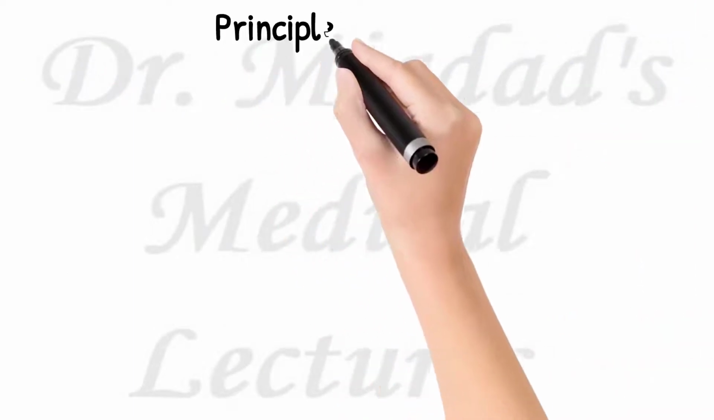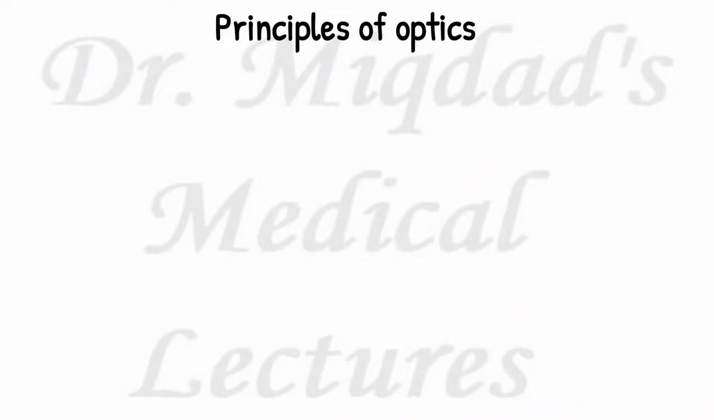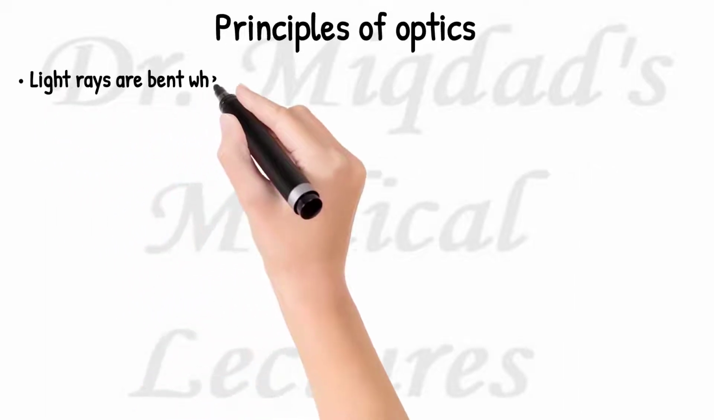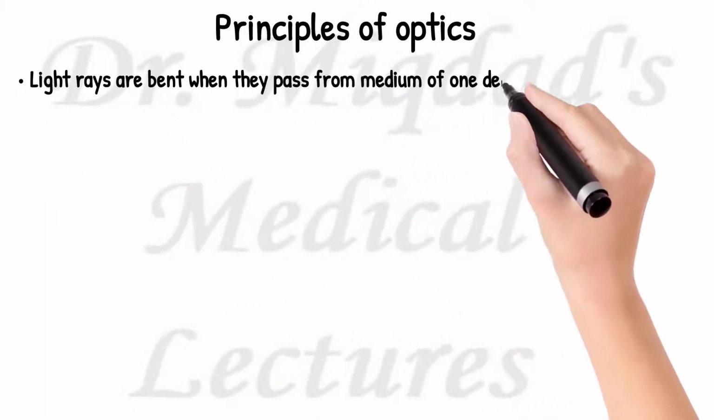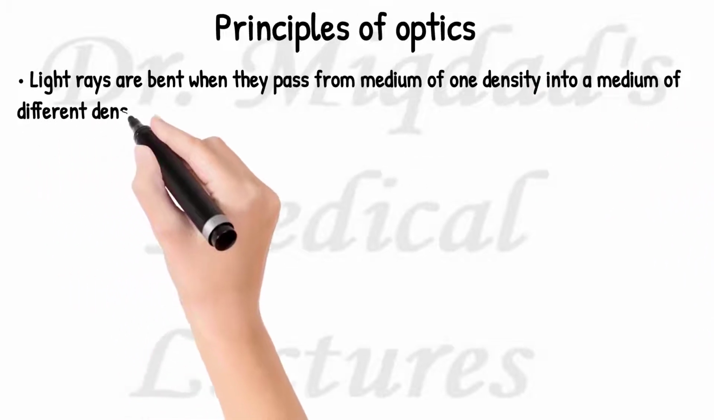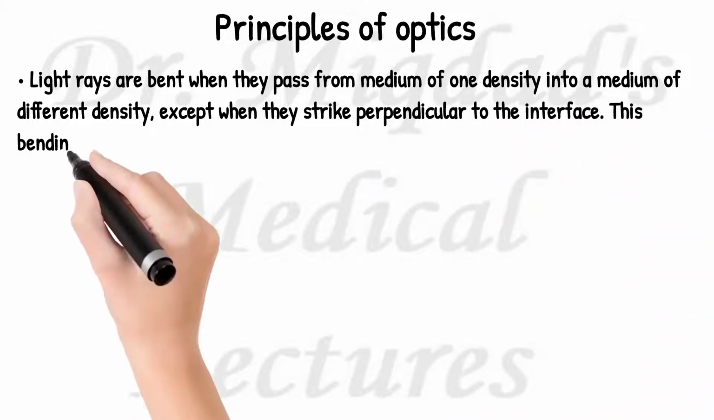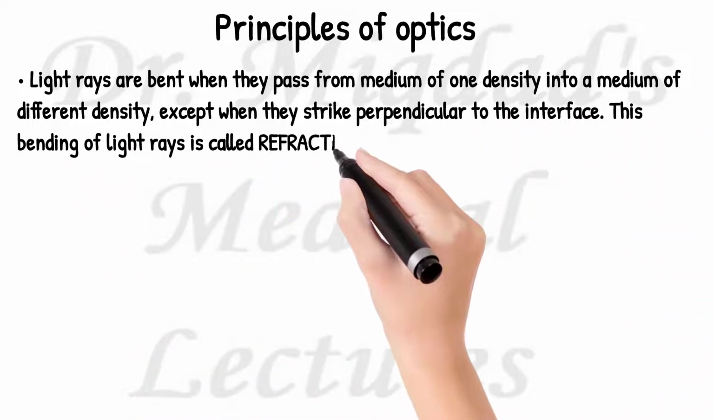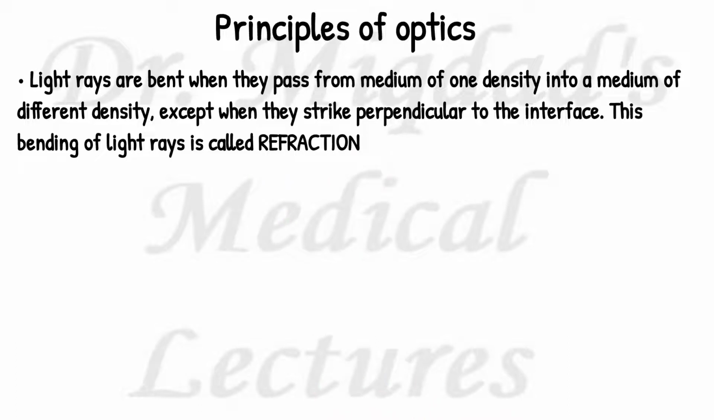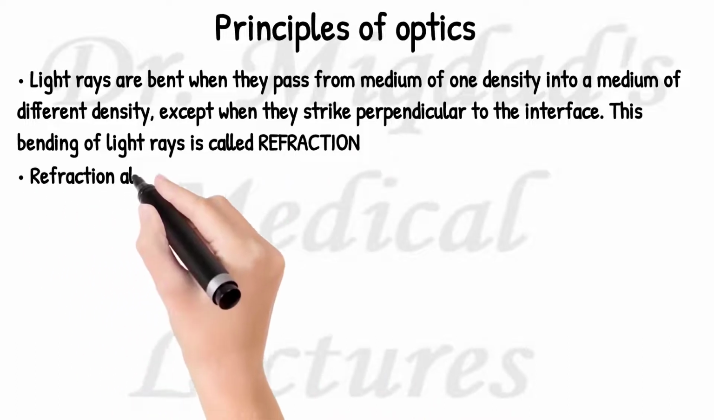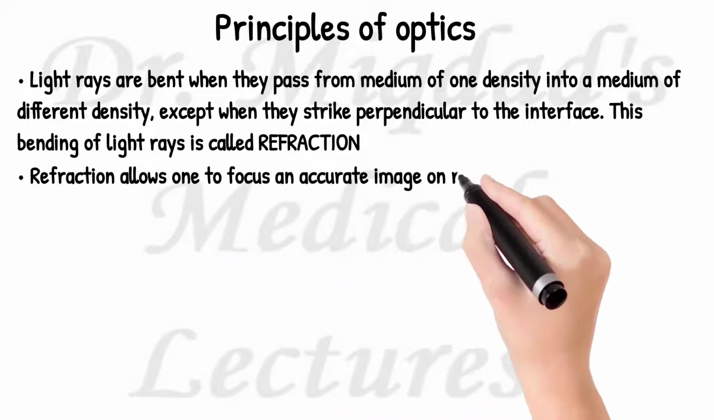To understand the image forming mechanisms of the eye, we must first understand the principles of optics. The most important principle one must understand is that light rays are bent when they pass from a medium of one density into a medium of a different density, except when they strike perpendicular to the surface. This bending of light rays is called refraction. This mechanism allows one to focus an accurate image onto the retina.